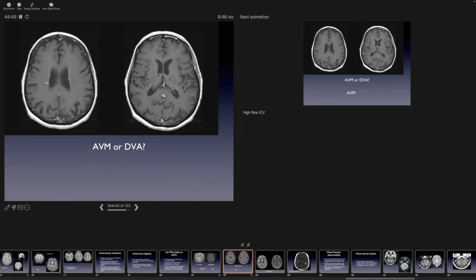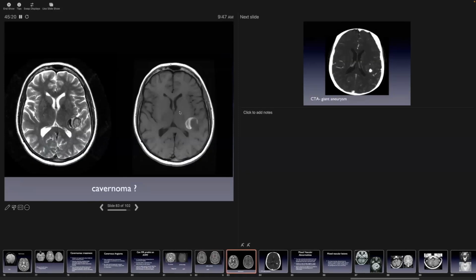This one's a little more difficult. You could argue these are like the stippled enhancement that you see sometimes in cavernomas, but you'll notice that the internal cerebral vein on this side enhances homogeneously and not on the side of the lesion, which tells you that you have high velocity flow in this vessel with intravoxel dephasing, and that this is an arteriovenous malformation, not a cavernoma with a DVA.